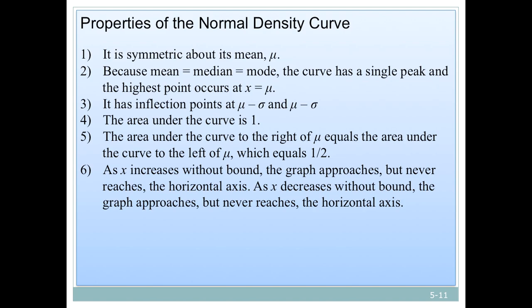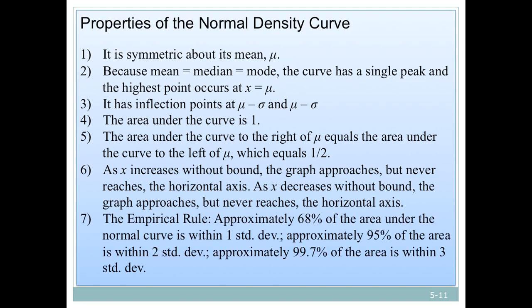And as x increases, the graph is going to approach but never actually reach the horizontal axis. And as x decreases, the graph is going to again approach but never actually reach the horizontal axis.